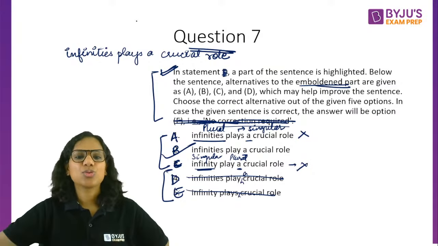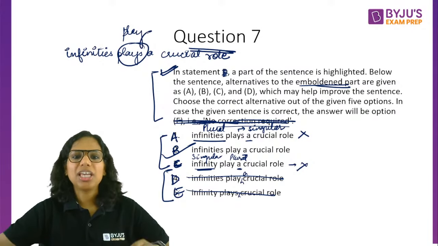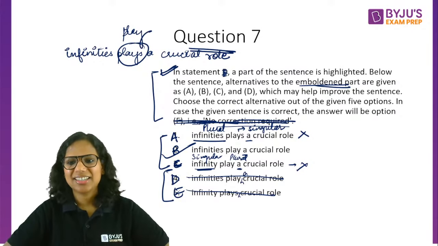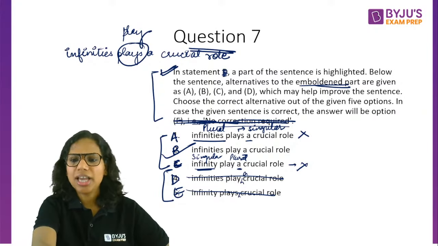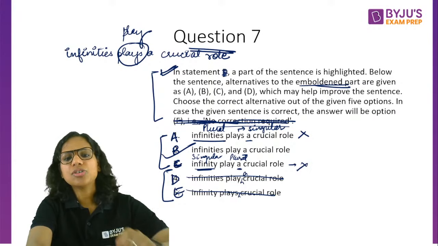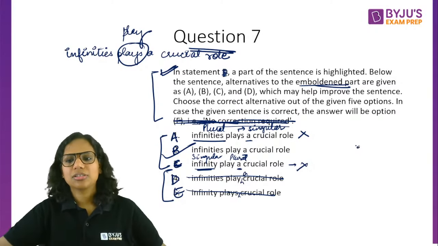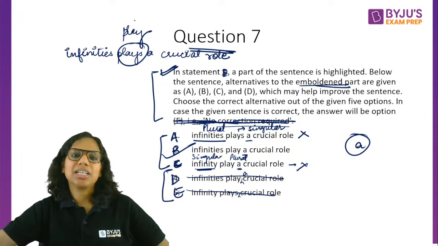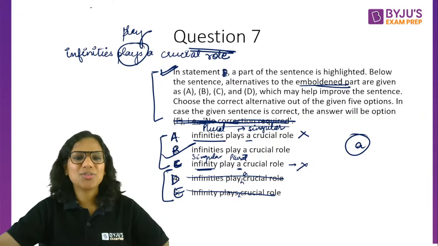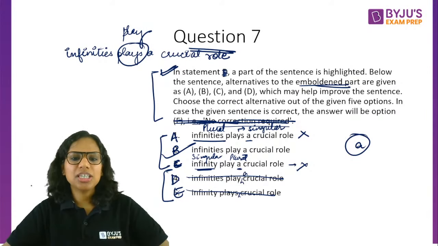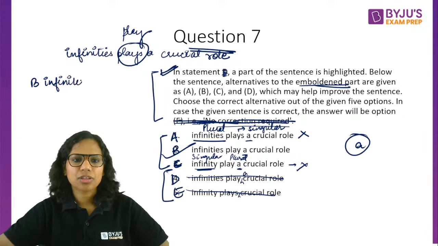Infinities play a crucial role. Infinities play a crucial role, not plays. Does this make sense? I understand some of you marking E. Some of you marked B. I absolutely understand it. It's wrong because of the absence of a. But let's make it a little trickier for ourselves. Let's say option B says infinities play a crucial role, and option E says infinity plays a crucial role.